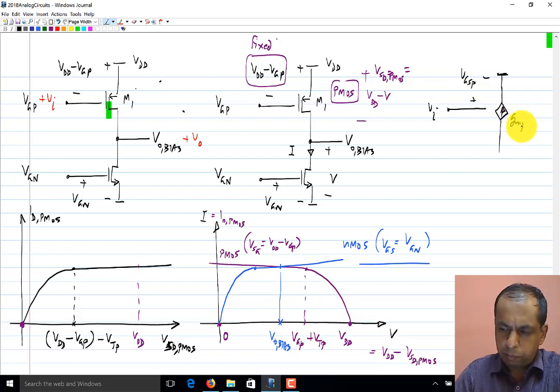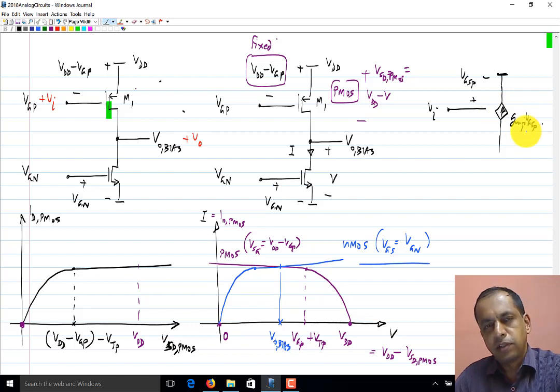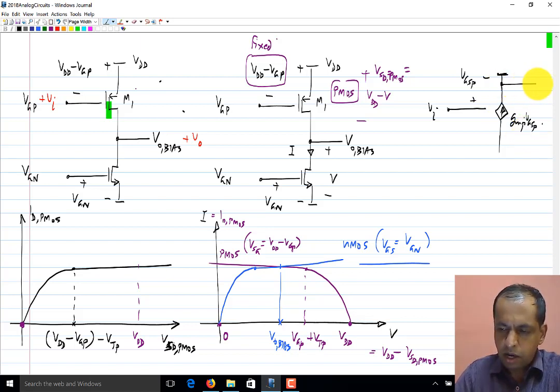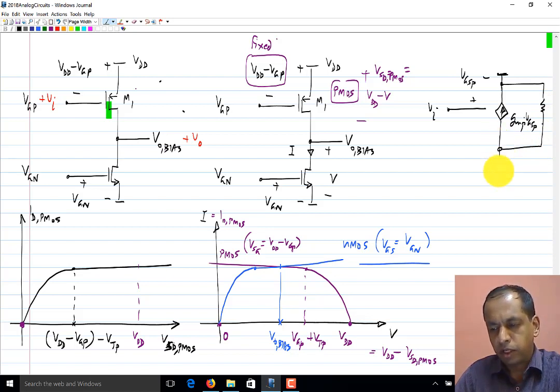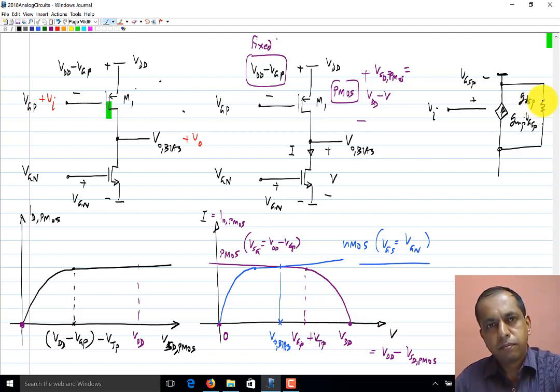It is GMP times VGSP. We have to distinguish between the two transistors. That's why I do this. And it also has its output conductance. Sometimes we neglect this output conductance, but in this case it is necessary. So this is the GDS of the PMOS transistor.